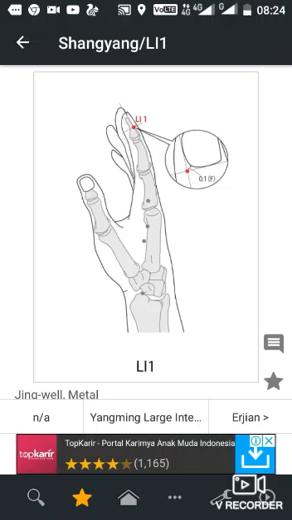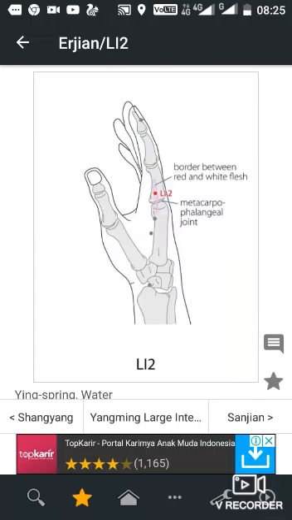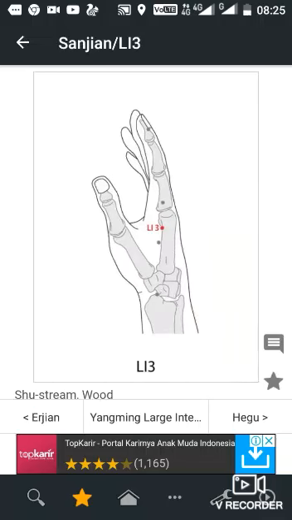Large intestine meridian. Large Intestine 1, location: on the radial side of the index finger, about 0.1 cun posterior to the corner of the nail. Large Intestine 2, location: on the radial side of the index finger, in the depression anterior to the metacarpophalangeal joint. Large Intestine 3, location: on the radial side of the index finger, in the depression posterior to the metacarpophalangeal joint.